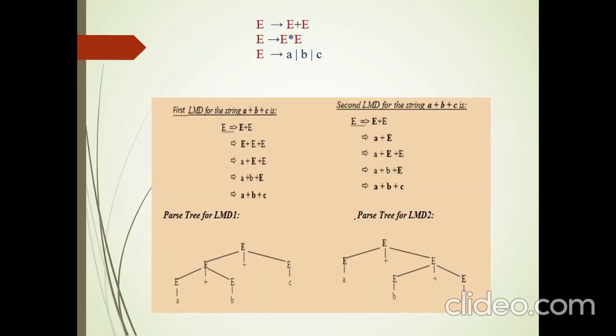Next, the last one is E gives E plus E, E gives E star E, and E gives A or B or C.